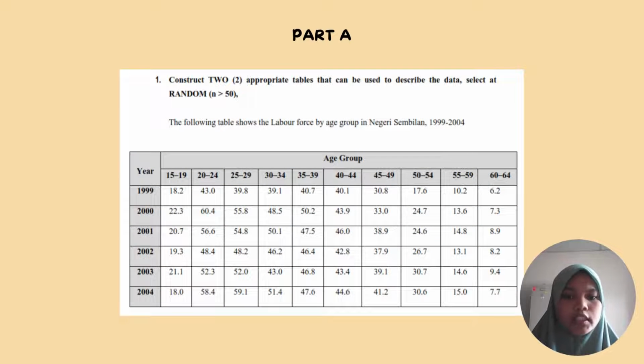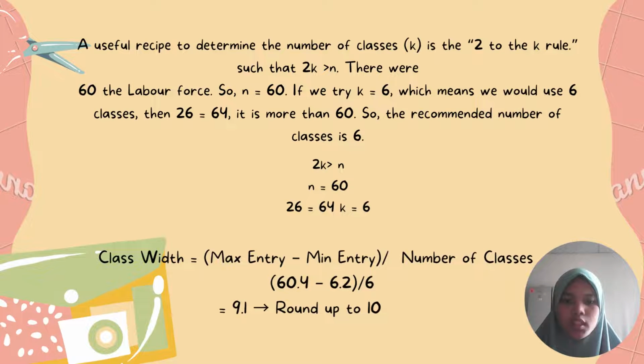For part A, we are choosing the labor force by age group in Negeri Sembilan for the years 1999 to 2004. To determine the number of classes, the formula is 2^k must be bigger than n, so n equals 60. We try 2 power of 6, which equals 64. So 64 is bigger than 60, so we choose 2 power of 6 equals 64. The class width we choose is 10.